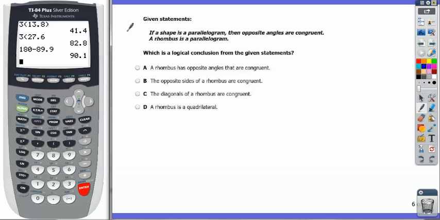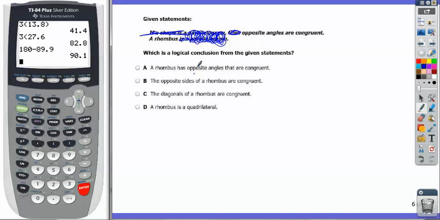Okay, if a shape is a parallelogram, then the opposite angles are congruent. A rhombus is a parallelogram. I like to cross things out, and they're lined up nicely. You see the word parallelogram here. Normally you can only cross out with an if-then. So if a shape is, I can get rid of this too, a rhombus is opposite angles congruent. A rhombus has opposite angles congruent.